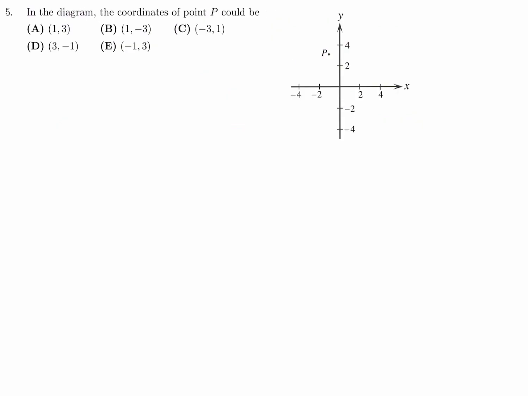In the diagram, the coordinates of P could be, well, P is right here. It's over in the negative side of the x-axis, so the x-coordinate has to be negative, so that immediately eliminates A, B, and D. Now, P, if you were to draw a line down to here, it's less than -2. So it can't be C, because C is showing -3. So by process of elimination, number 5, the answer is E.